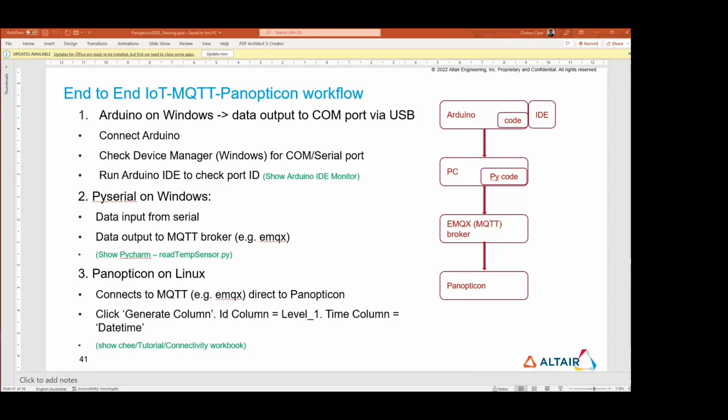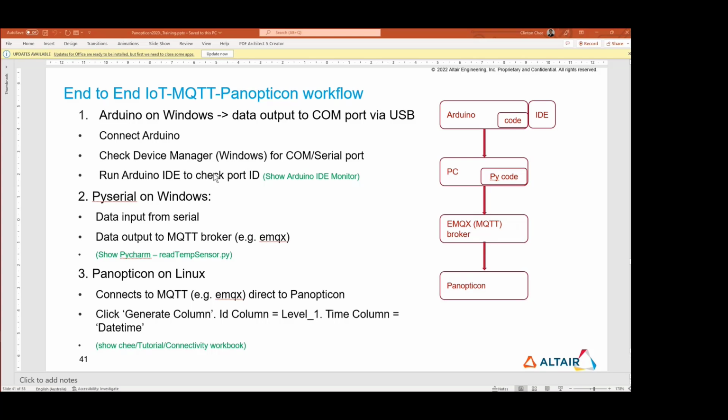Today, we are going to look at an example of an IoT device publishing data first into MQTT, and then we are going to visualize it using Panopticon. The device in question here is Arduino, and this workflow shows how it goes from the Arduino to the PC, where we collect the data and write it into the MQTT broker, which is EMQX, and finally into Panopticon. So there'll be two pieces of interface code, one on the Arduino side and one on the Python side to collect the data to send into the MQTT broker.